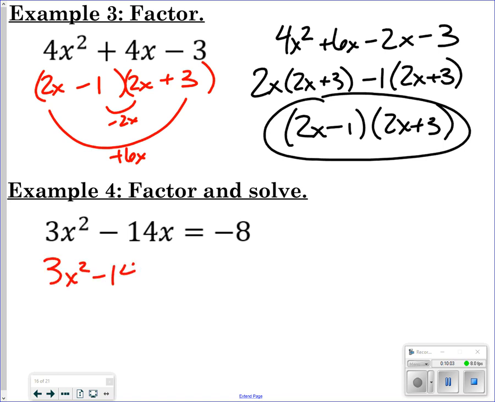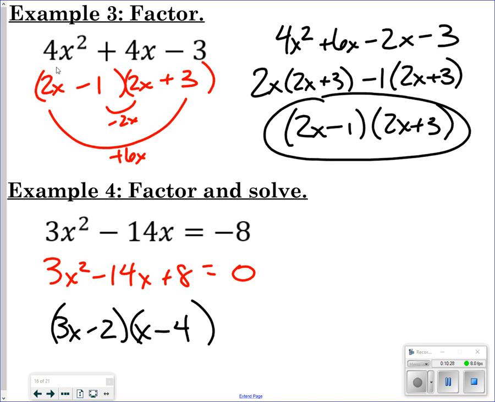Anytime you're going to solve by factoring, it needs to equal 0. Then you have to be able to factor it. And so whether you're using guess and check, whether you're using factor by grouping, you have to be able to factor this. So I'm going to do guess and check this time. So 3x times x makes 3x squared. Factors of 8. So I'm going to go -4 times -2. Check. -2x, -12x does add up to the middle.